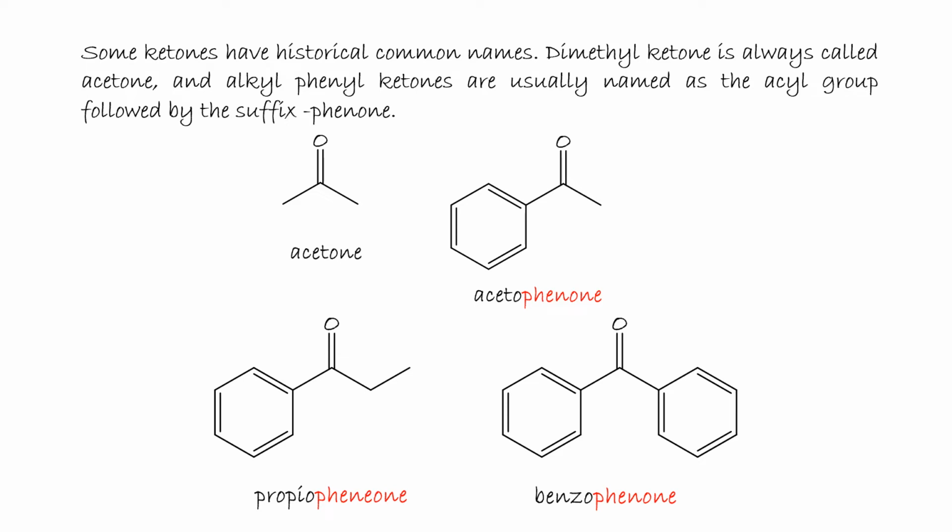Some ketones have historical common names. Dimethyl ketone is always called acetone, even in IUPAC. And alkyl phenyl ketones are usually named as the acyl group followed by the suffix phenone. So here is acetophenone. Here is propiophenone. Here is benzophenone.